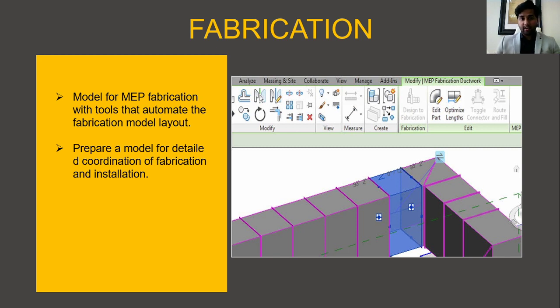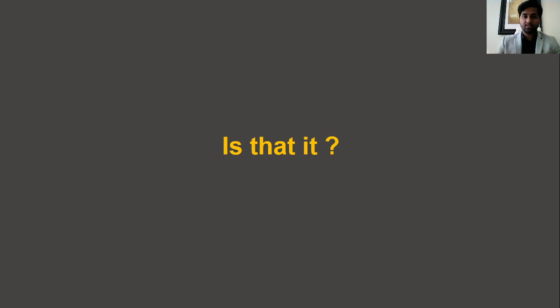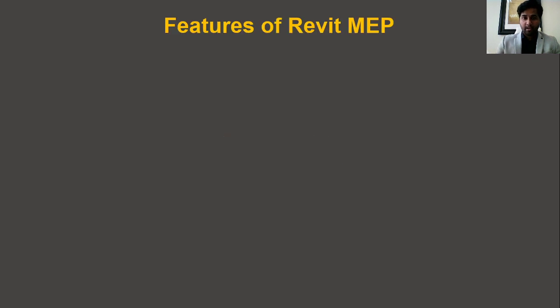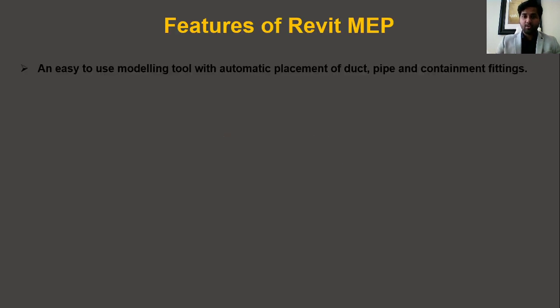Now you may think that, okay, we have 4 features, is that it? No, it's not all. We have more features in Revit. When we say Revit, it's not just 4 features here. The first thing we are going to discuss today will be how to use Revit to easily model ducts, pipes along with the fittings. So let's see a quick example of it.